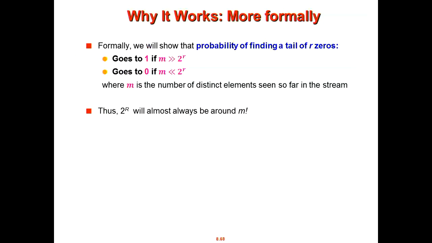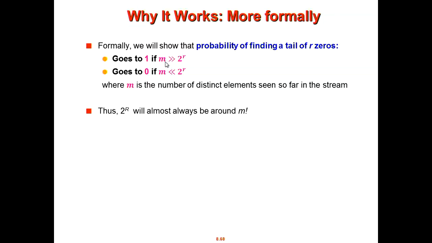And more formally, it's like this. So we can show that the probability of finding a tail of R 0s goes to 1 if M, the number of distinct elements we have seen so far in the stream, is much larger than 2 to the power of R. So the probability of finding a tail of R 0s should be very close to 1.